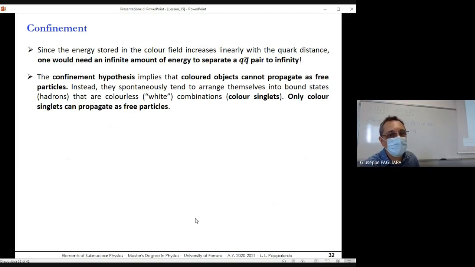Instead, they spontaneously tend to arrange themselves into bound states that are colorless, or white, if you like, combinations, so hadrons, or color singlets. So only color singlets can propagate as free particles. A proton can propagate because it is a color singlet. It is white. A quark cannot, or a gluon cannot, because they carry color.